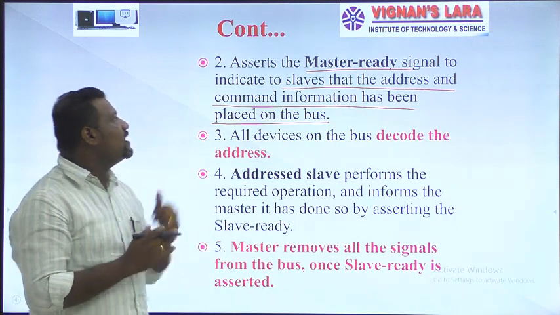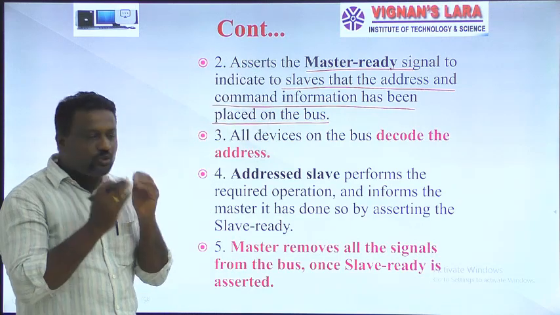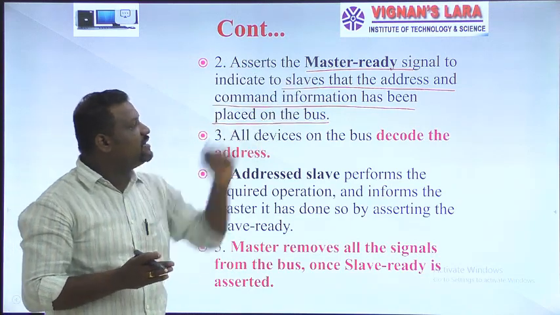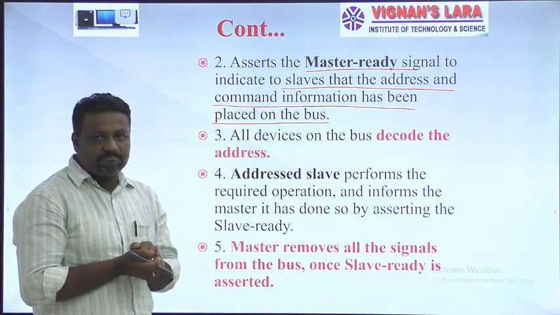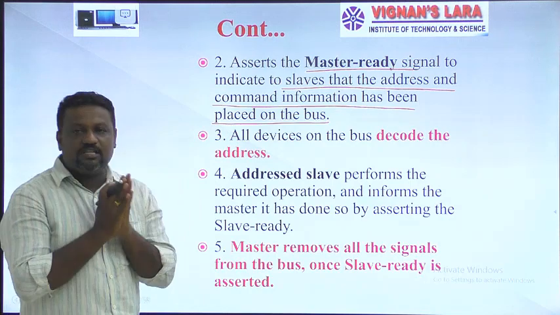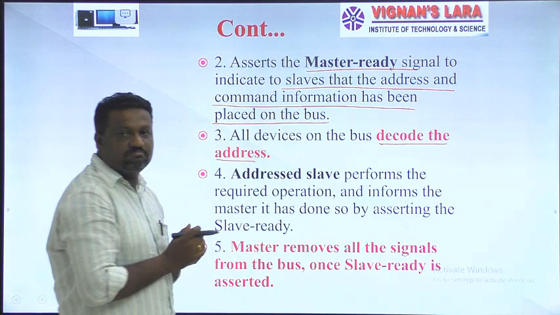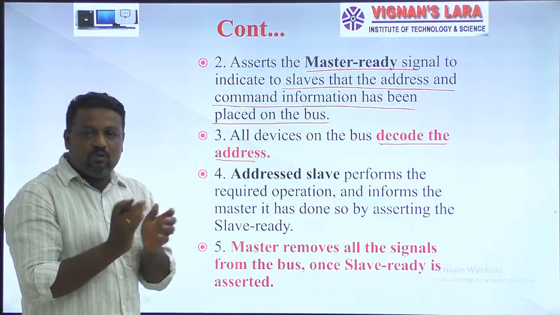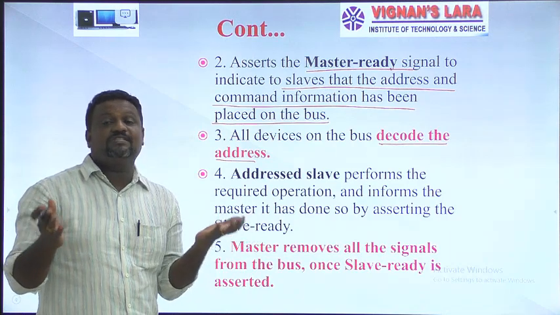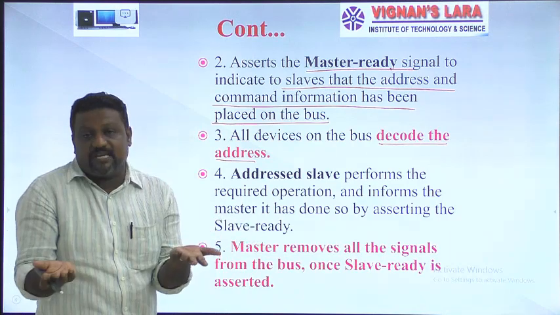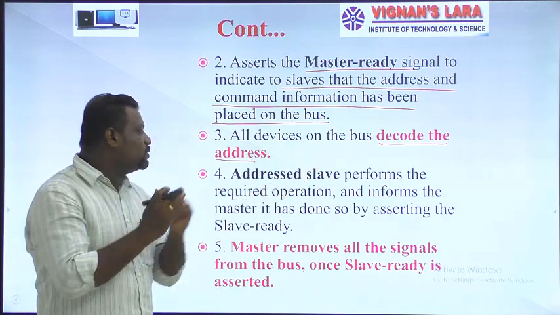The second thing that happens is, the master asserts or activates the master ready signal to indicate to the slaves that the address and command information has been placed on the bus. And the third thing, all the devices on the bus decode the address the master places on the bus. Once the address is decoded, they identify which device the master wants to communicate with.